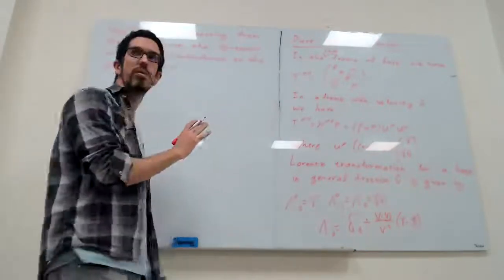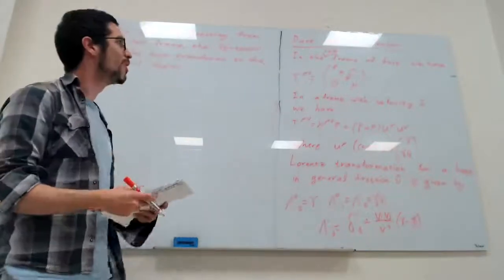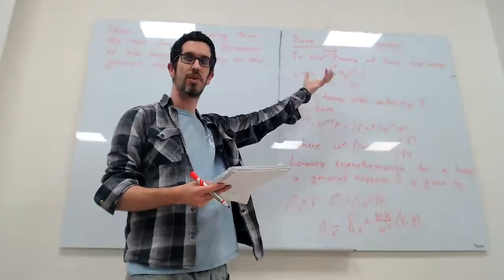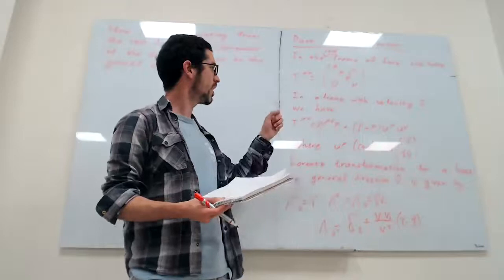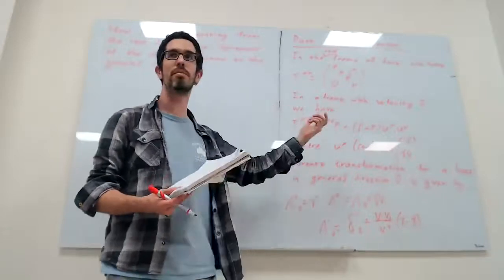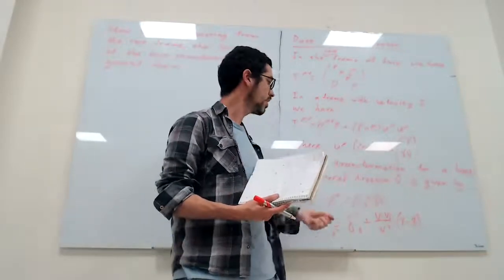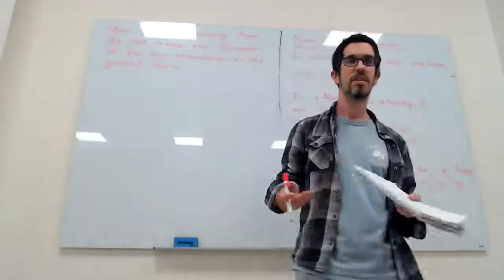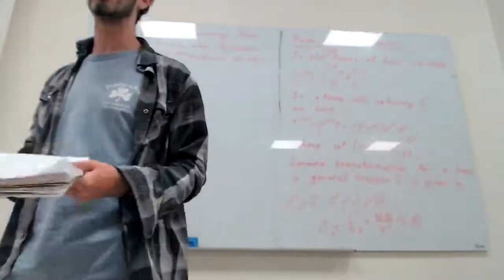Is it clear? I'm asking, is it clear? No. We have a stress energy tensor. We have a tensor in some rest frame, and we have a tensor in some frame moving with velocity v. Yes. Now, how do we transform tensors? We multiply them by the transformation matrix.